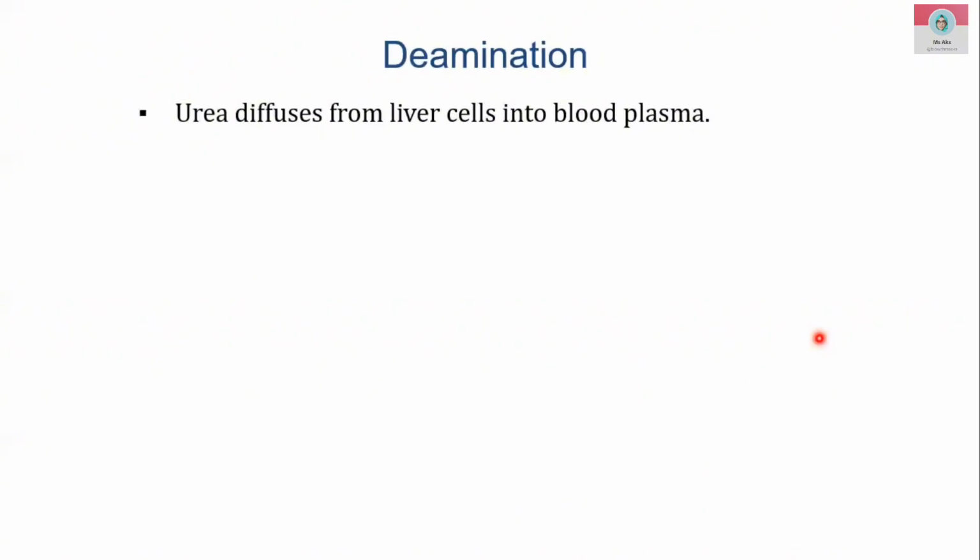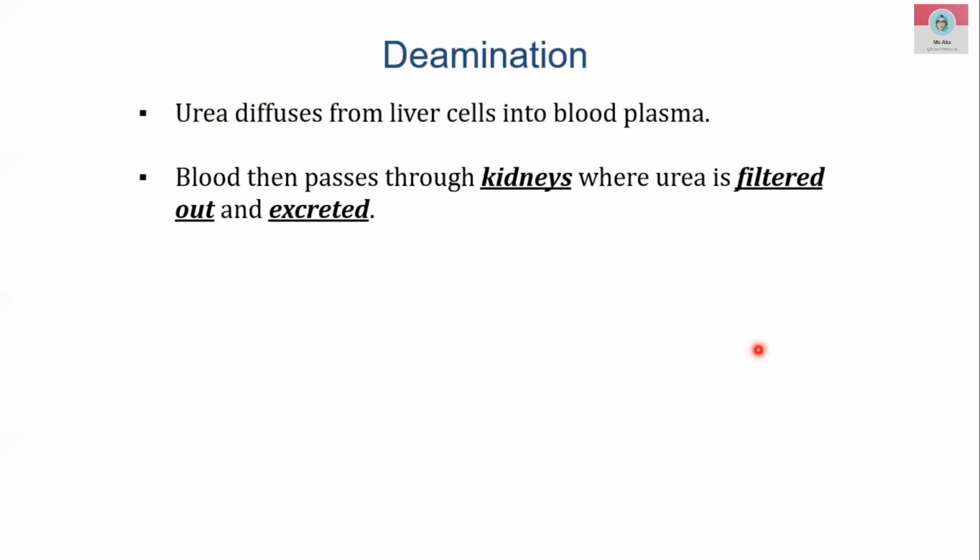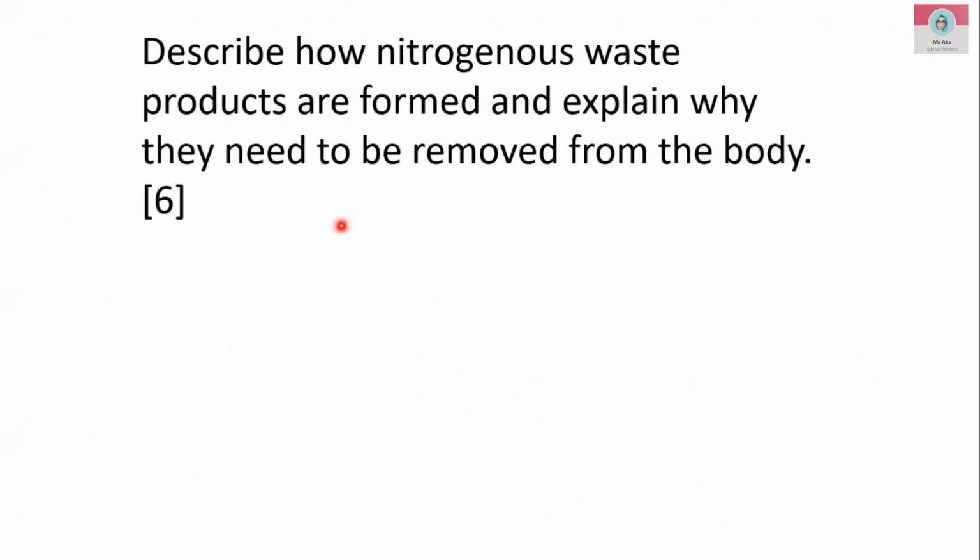So deamination. Urea diffuses from the liver cells into the blood plasma. Blood will then pass through the kidneys, where the urea is going to be filtered and then excreted out. So this is an example of a past examination question asking us to describe how nitrogenous waste products are formed and explain why they need to be removed from the body.